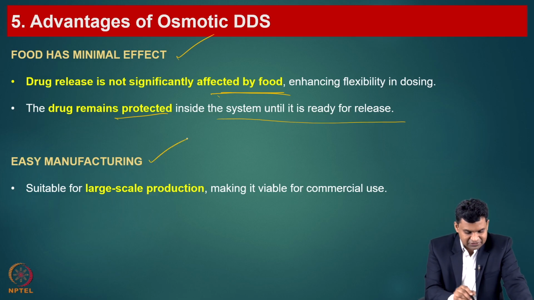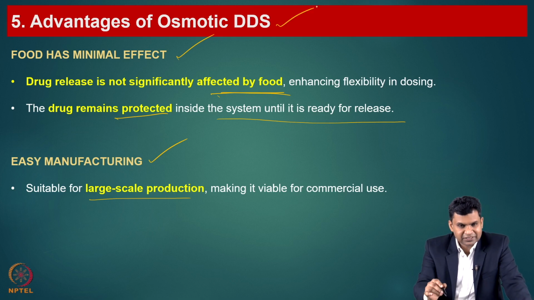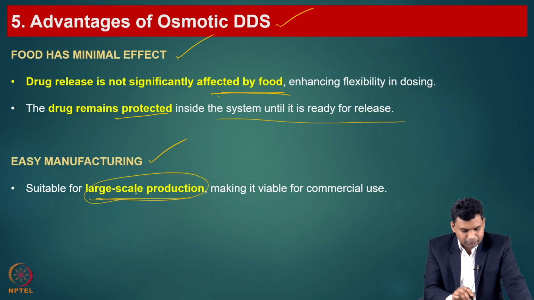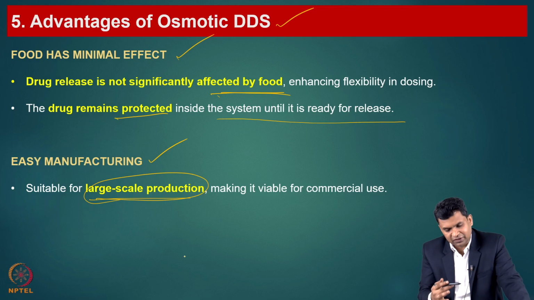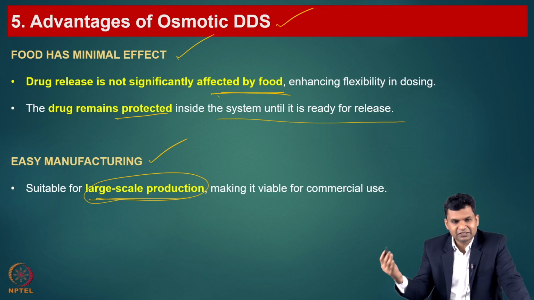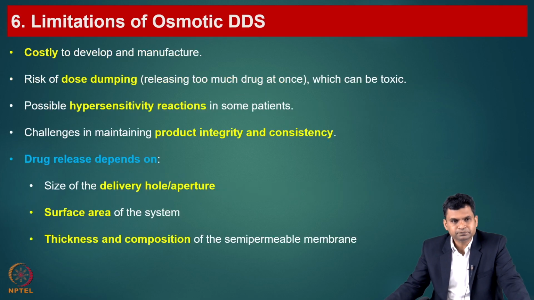And easy manufacturing, that is large scalable production, is one of the great advantages. Nowadays, there are so many osmotic drug delivery products we have seen. So, yes, we can make large scale production, we can shift from R&D to pilot plant and then large scale, and commercial needs are also possible.